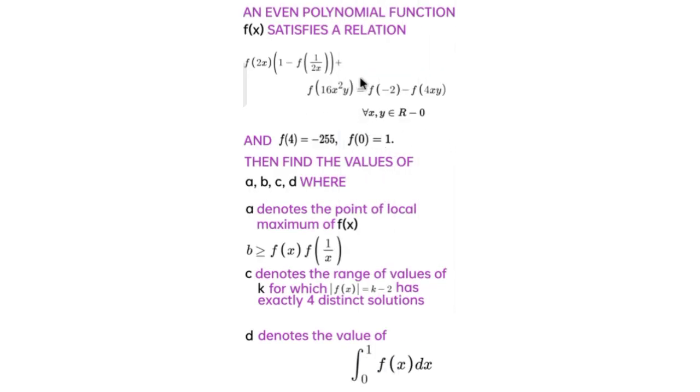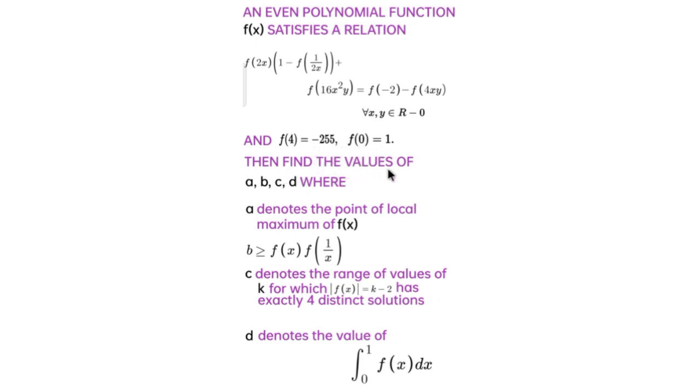the problem is: an even polynomial function f of x satisfies a relation f of x into 1 minus f of 1 by 2x plus f of 16x square y is equal to f of minus 2 minus f of 4xy. So this is the equation which is satisfied by f of x, and f of 4 is equal to minus 255 and f of 0 is equal to 1. So these are the two values that are given to us.